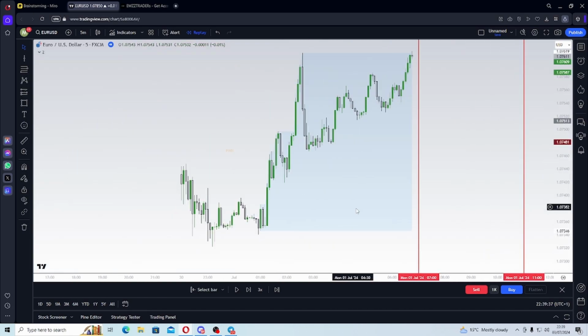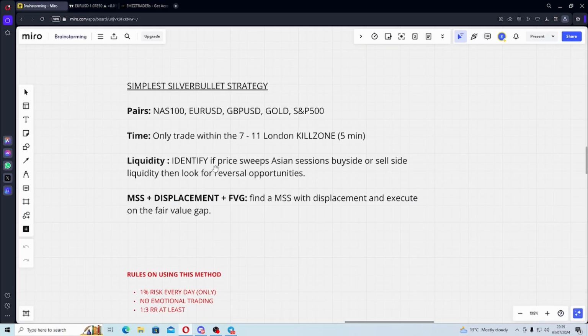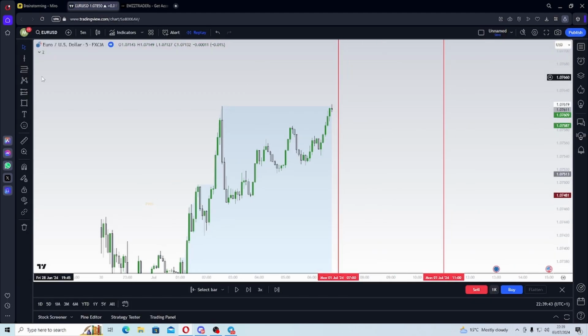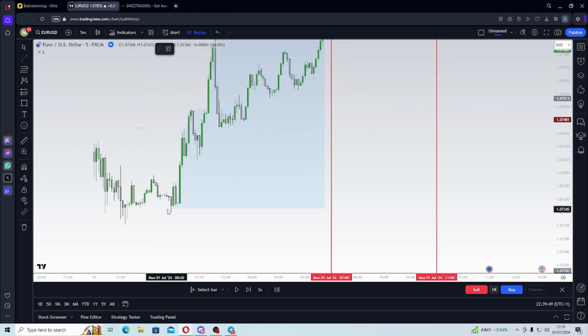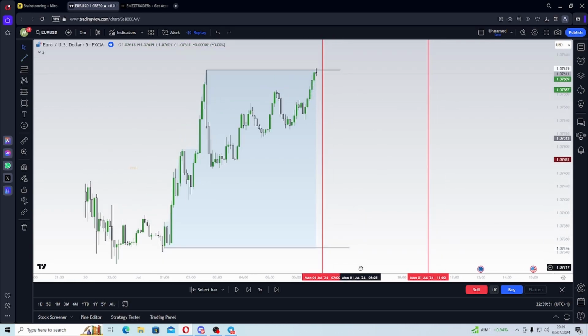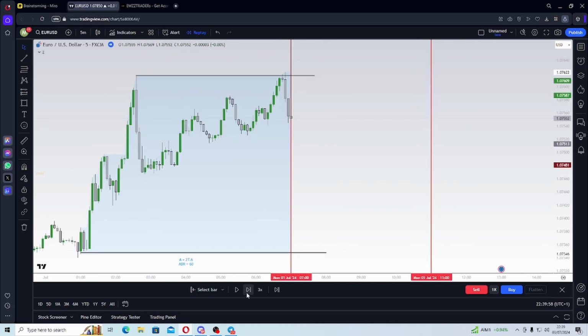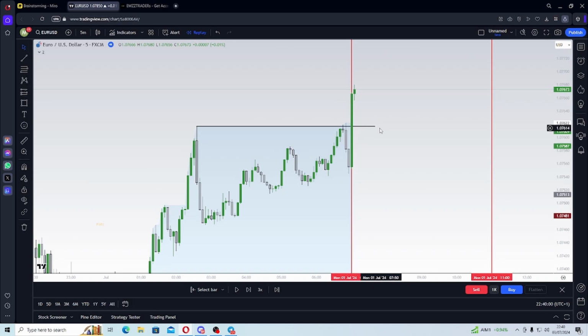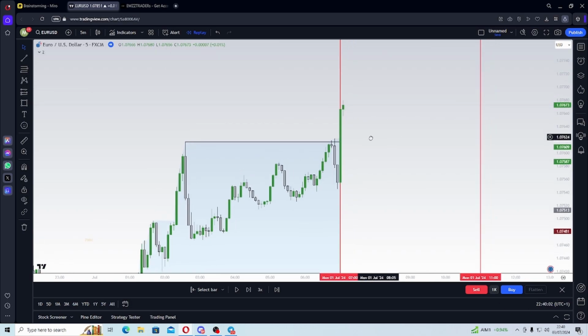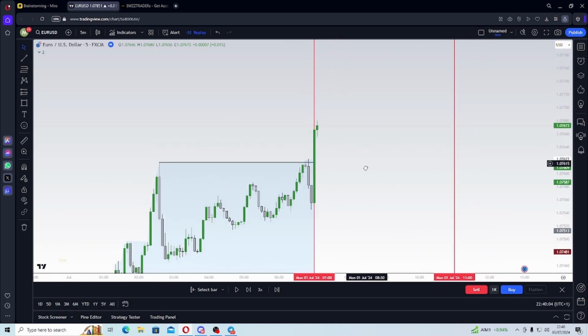Okay, so now we're going to be identifying which side of Asian session liquidity is swept. Okay, so I'm going to be marking out my trend line tool. There we go. We have the highs right here, and we have the lows right here. Okay, so we're going to be seeing which side of Asian session is actually swept first. And from what I can tell right here, the highs have just been swept. Okay, Asian session highs just been swept, right?